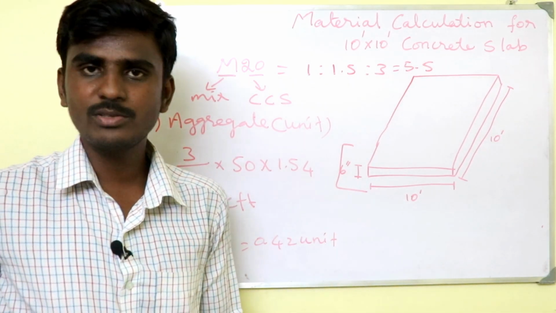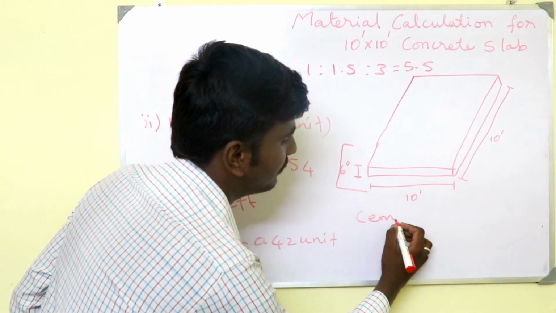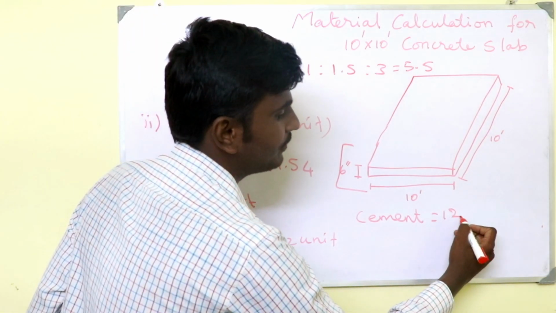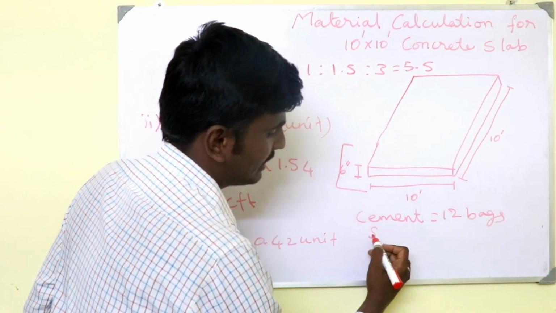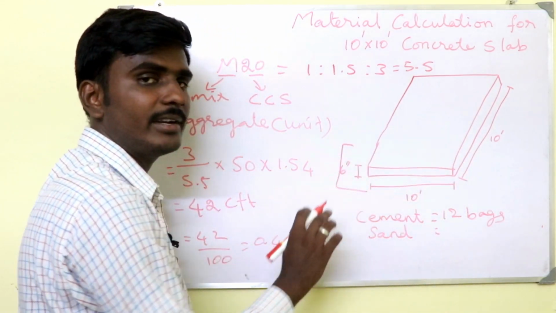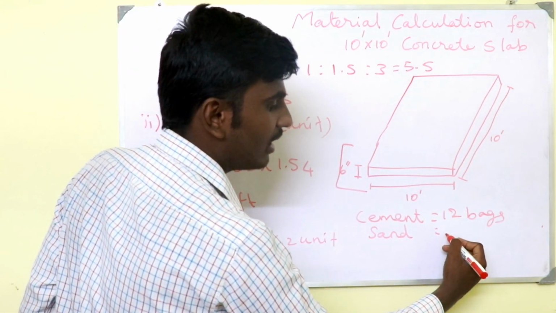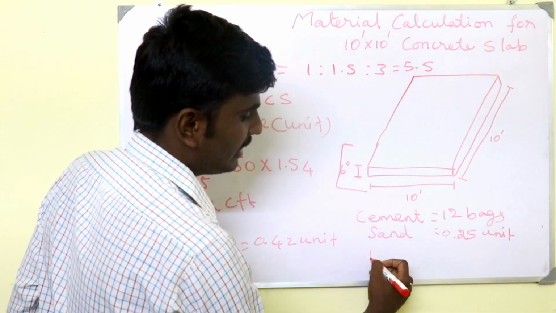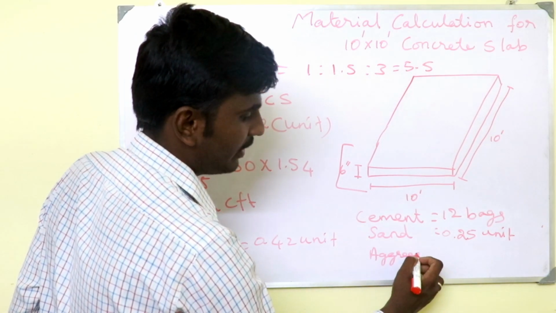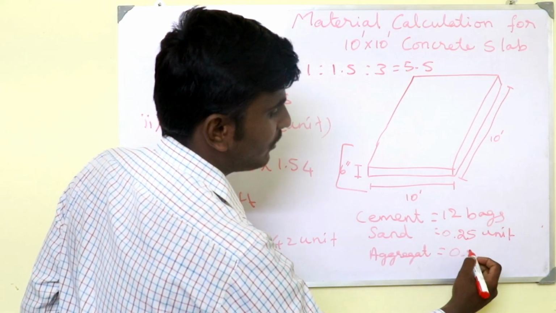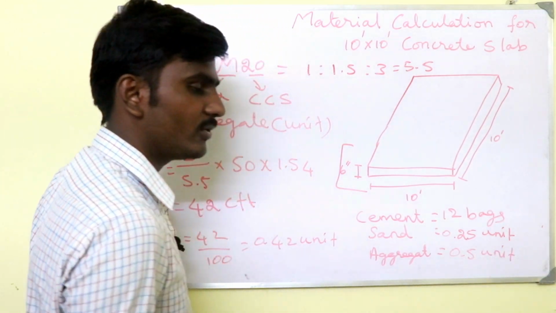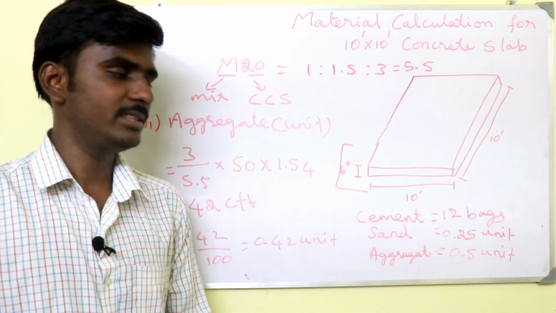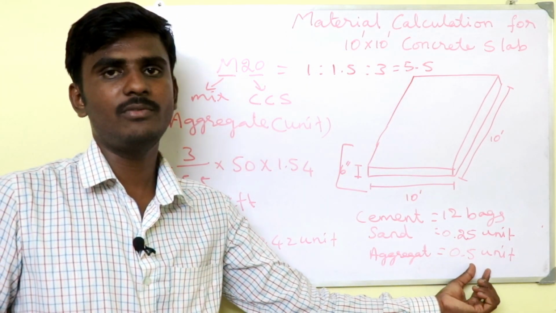At last we are going to summarize the answer. Cement needed for a 10 feet by 10 feet concrete slab is 12 bags. Sand needed is 0.25 unit. Aggregate needed is 0.5 unit. These are all approximate values. We got 0.42 unit, but some wastage will be there, so we can buy 0.5 unit of aggregates.